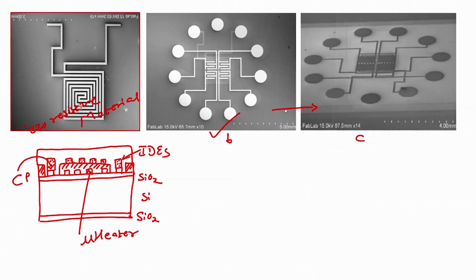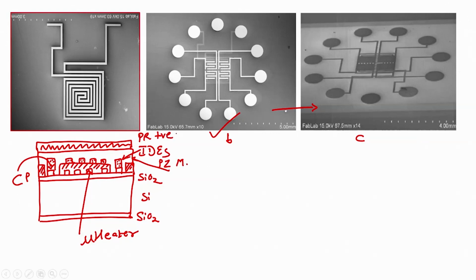After I deposit piezoresistive material on interdigitated electrodes, I have to go for lithography, right. So, the first step is I will spin coat photoresist on this piezoresistive material, right. This is my photoresist. Let us say I am using positive photoresist. What is the next step?